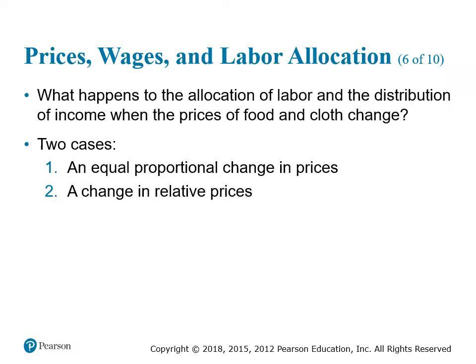And there are two possible cases. One is an equal proportional change in prices, so the prices of both food and cloth change proportionally or equally. And the second case is that the price changes in relative price terms, so the price of one good increases much more as compared to another. And we will explain these two cases more in the coming slides.